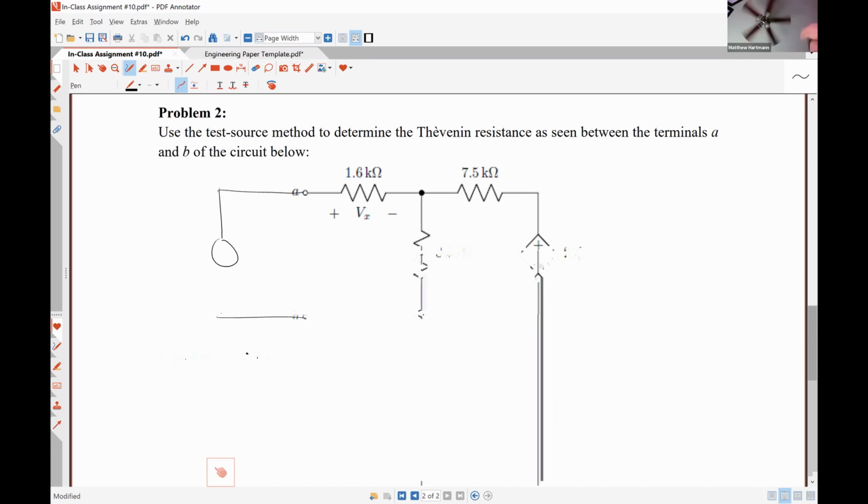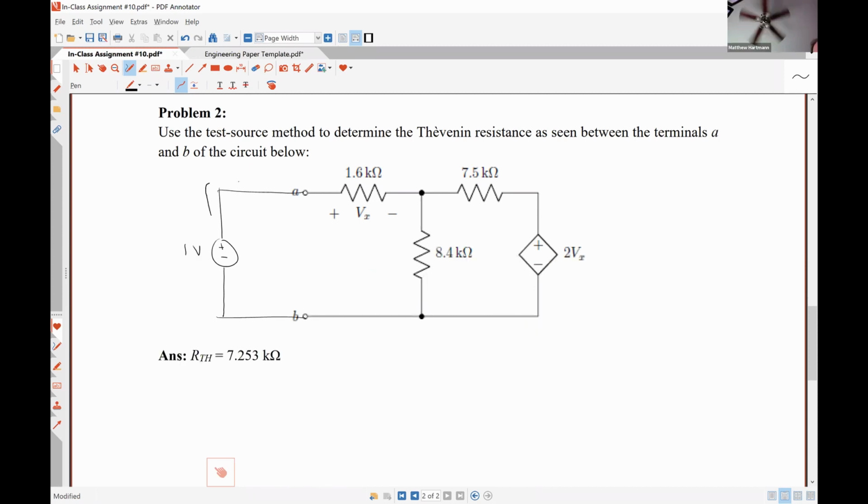Do you want positive polarity on top or bottom? On top. All right. And what value of voltage do you want to use? 1 volt. Okay. So our goal then is to figure out what this current is, I test, because R Thevenin will be V test, which is 1 volt, divided by whatever I test is.